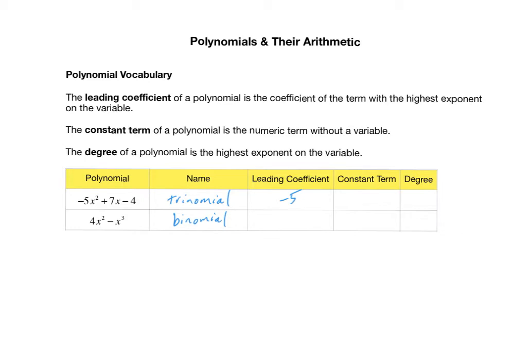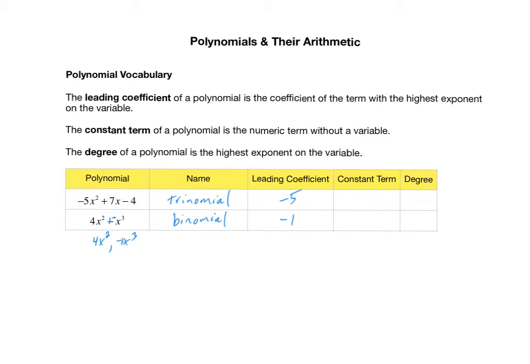Let's take a look at this one. We've got 4x squared minus x cubed. Now, the terms of this expression are 4x squared and -x cubed, because remember, the terms are parts of the sum. So this would need to be rewritten as plus the opposite of x cubed. So notice this term has a higher power than this one does. So this term has the leading coefficient, and the number that is out front here is technically a -1, because the opposite of x cubed is -1 times x cubed. So the leading coefficient in the second one is -1.